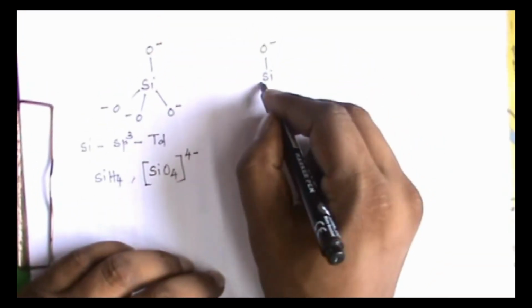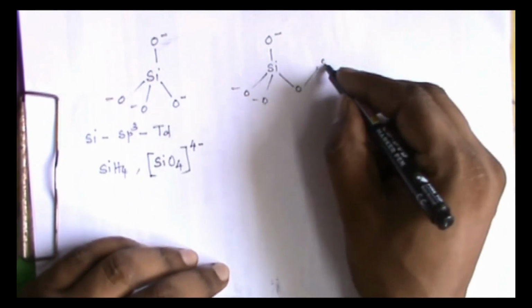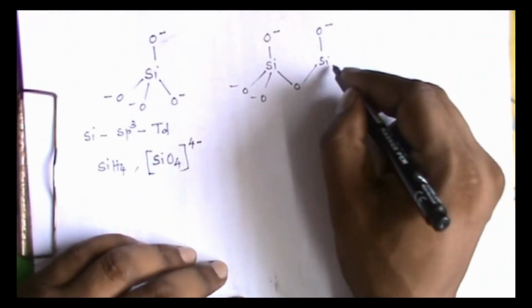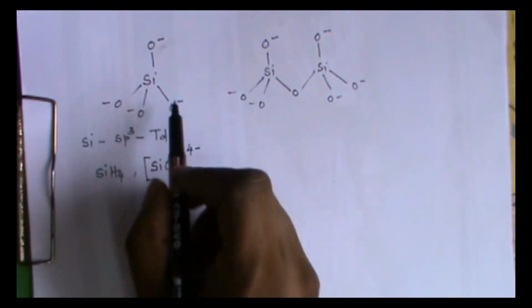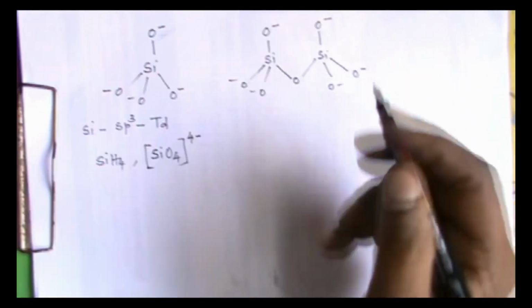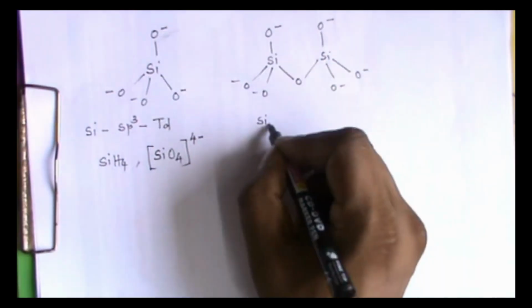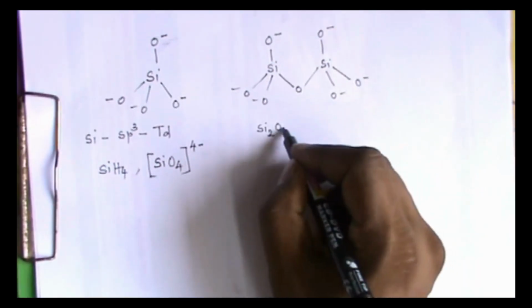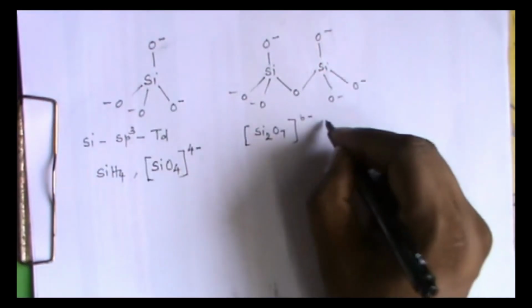It is also possible to attach another orthosilicate to this. This oxygen atom may be attached to another silicon atom, and what we get is pyrosilicate. This minus charge is attached with another silicon atom. Again, the geometry of these 2 silicon atoms will be tetrahedral. In this case, I have Si2 and O7. There are 6 minus charges. This is pyrosilicate.